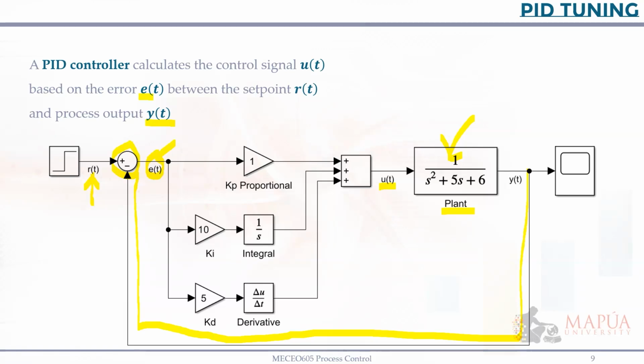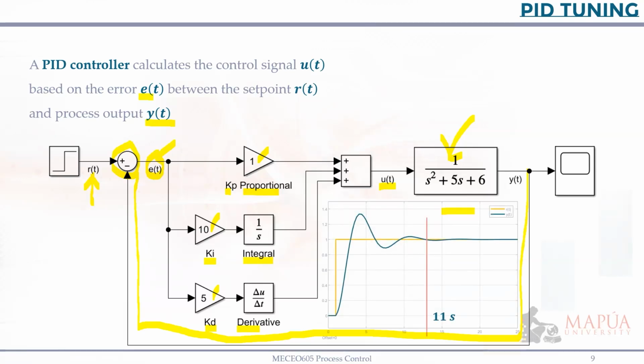Okay, so let's assume for this particular controller, the proportional gain, K sub P, is 1, your integral gain, K sub I, is 10, and your derivative gain, K sub D, is 5. If I input some signal here, my output based on my simulation looks like this one. It has an overshoot, and it has an 11 seconds settling time.